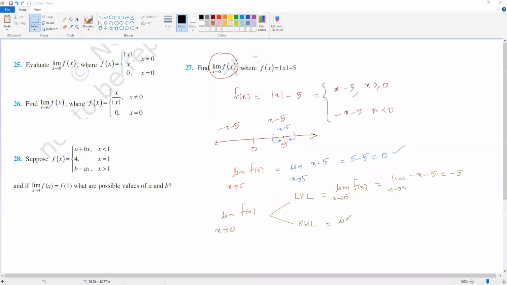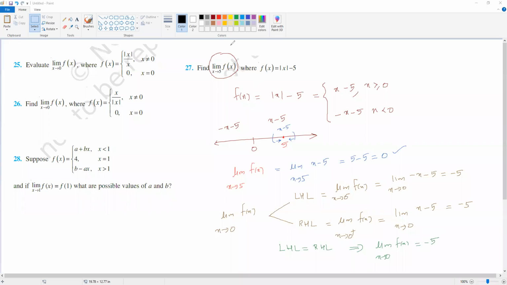Now the right hand limit is the limit of that function as x approaches 0 from the right side. When you approach 0 from the right side, the function is x minus 5. If you put x equal to 0, there is 0 minus 5, which is minus 5. Okay, so here what we got: on the left side of 0 there was one definition, on the right side another definition, but the left hand limit and right hand limit are both the same. That means the limit of that function as x approaches 0 is minus 5.